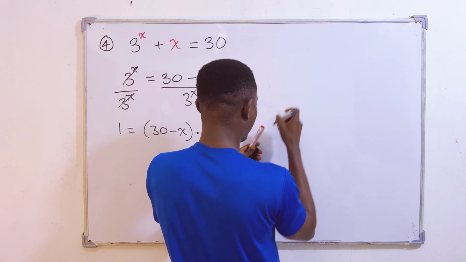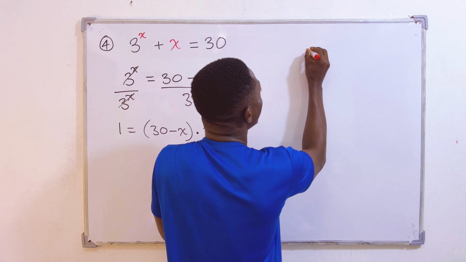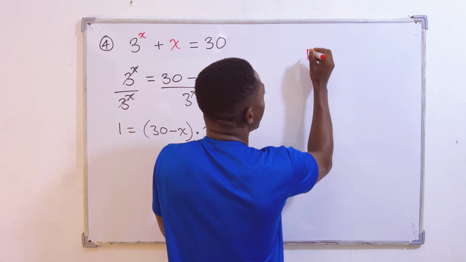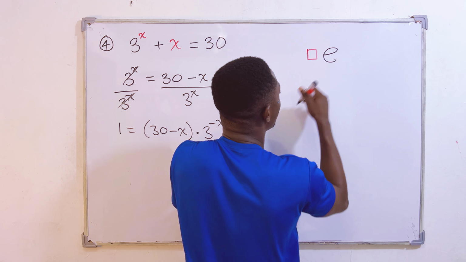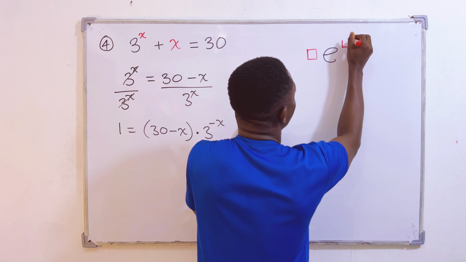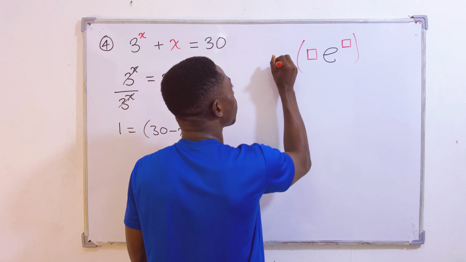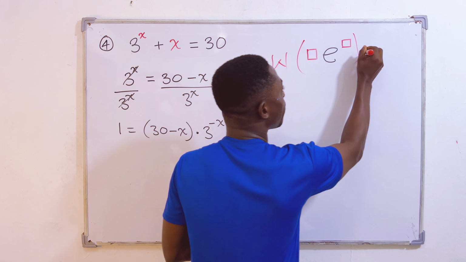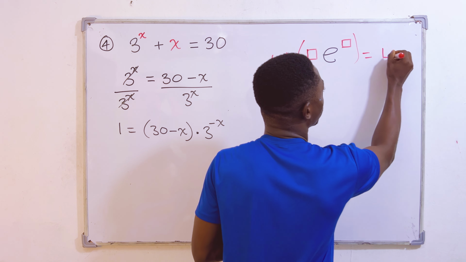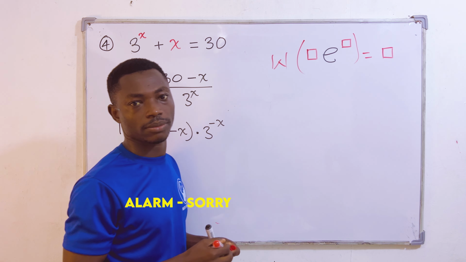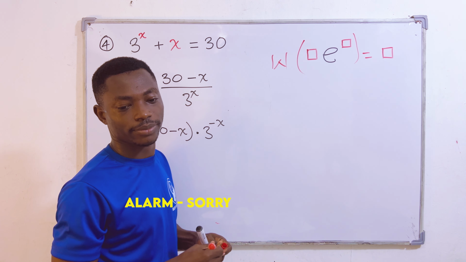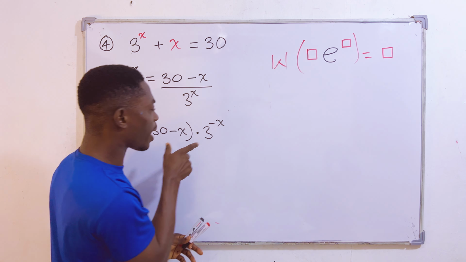If I have anything, let me use the red one. If I have anything at all, and then there is e raised to the power that same thing, something like this. And if I take the Lambert W function on this one, I'm going to be getting the exact same thing, like this, right? So this is something that I'm looking at right here.